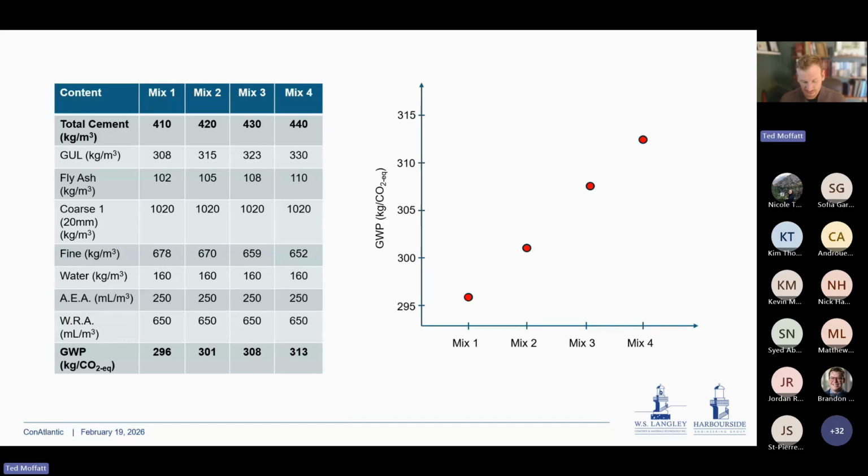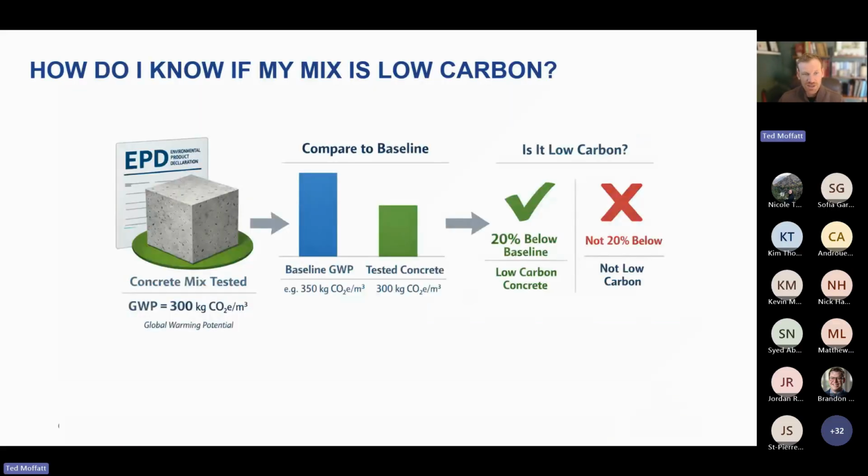Then often cylinders are cast and pre-trials are done just to ensure that these powder contents do in fact achieve a compressive strength of 35 MPa and satisfy your permeability requirement for your C1 concrete. So now that we've developed an EPD for a given mix, how do we know this value of 296 is less than a given baseline?